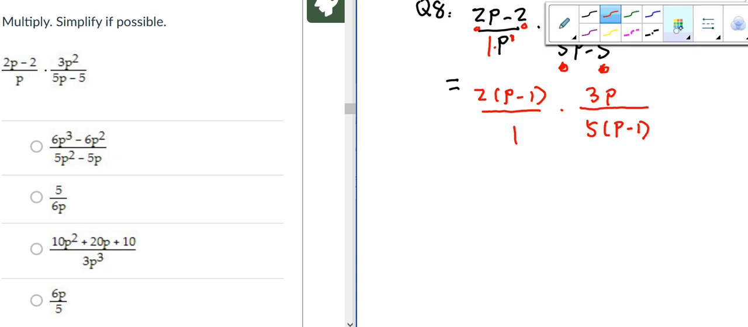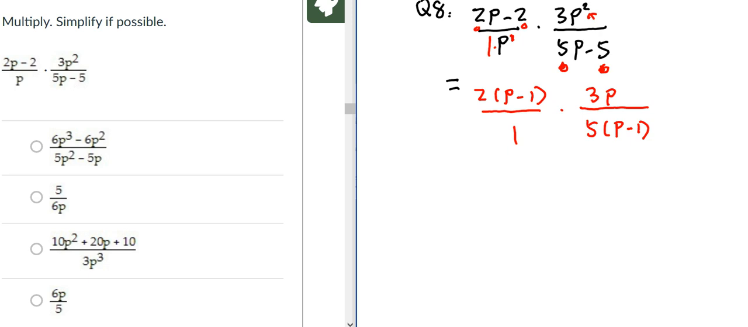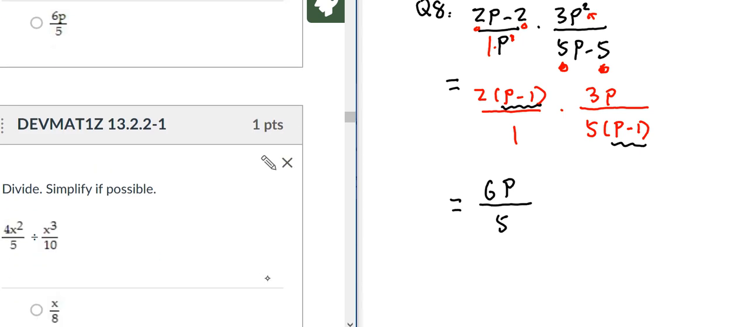Okay, now let's consider this p minus 1 with this p minus 1. They can be cancelled. So what do we have? We have a 2 times 3 is 6. And we have a p upstairs. Downstairs, p minus 1 cancelled. 5 times 1 is 5. So in this case, the last choice, 6p over 5, is our answer. Okay.